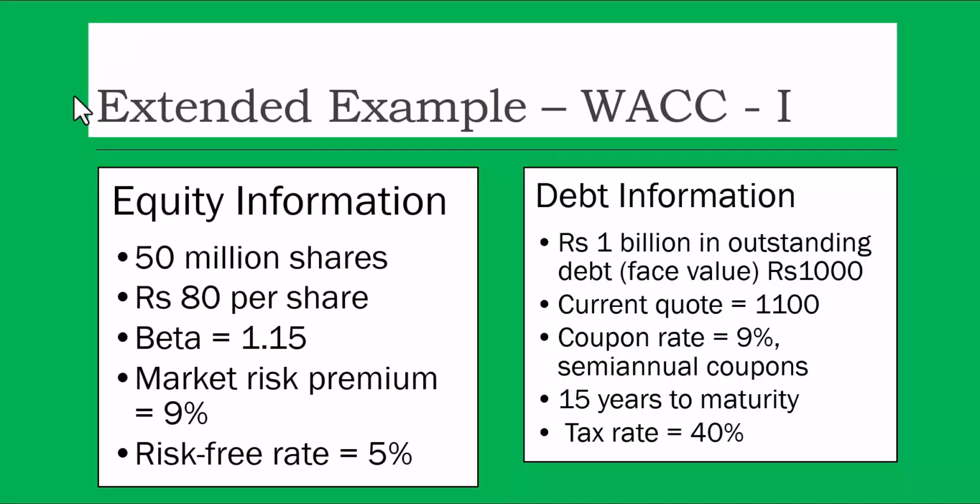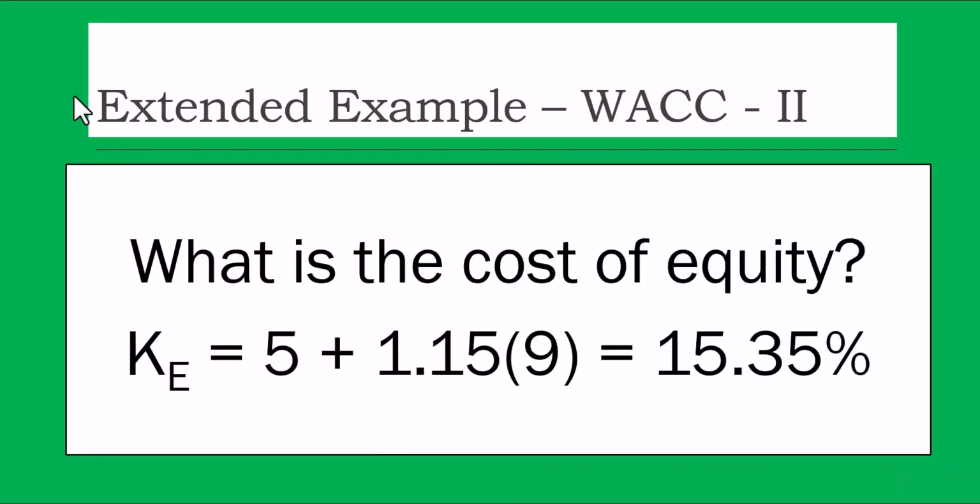And the coupon rate is 9%, semi-annual coupon. So that means this debt which they have raised, they are going to pay half yearly interest. 15 years to maturity. Maybe they issued for 20 years; 15 years are still remaining to maturity. Tax rate is 40. What is the cost of equity?